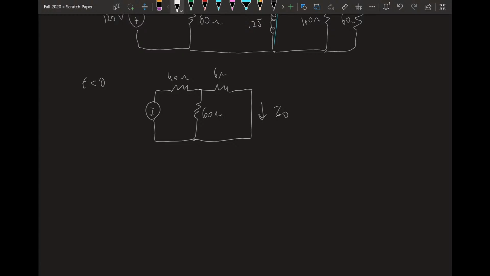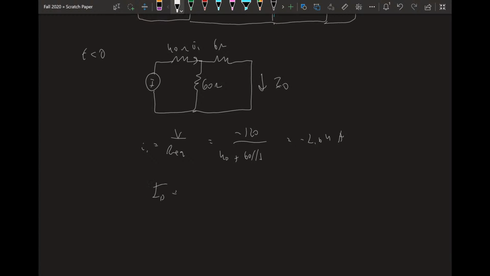I'm going to say that if I know this I1, I can use the current divider formula. I1 equals V over the equivalent resistance, which equals negative 120 volts over the equivalent resistance, which here is 40 ohms plus 60 in parallel with 6, and this equals negative 2.64 amps. And then to find I naught, we apply current division, so that equals the total current coming in times the current division formula. Okay, cool. We found I naught. This is the initial current going through the inductor.